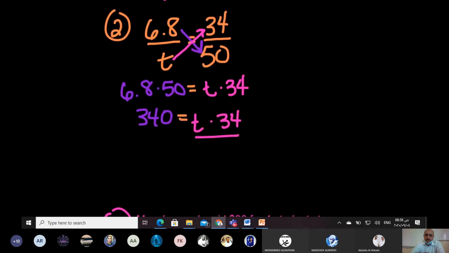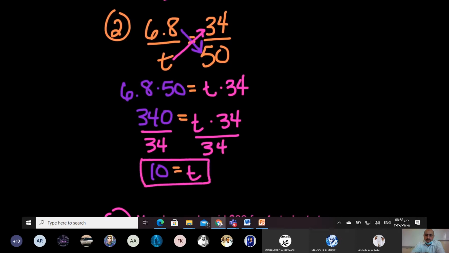I have t times 34, so we need to divide by 34 to make everything equal. So 340 divided by 34 gets us 10, and that is equal to t. So there's our final answer, and we can actually put that in our original equation. We had 6.8 divided by 10, and that is equal to 34 divided by 50.